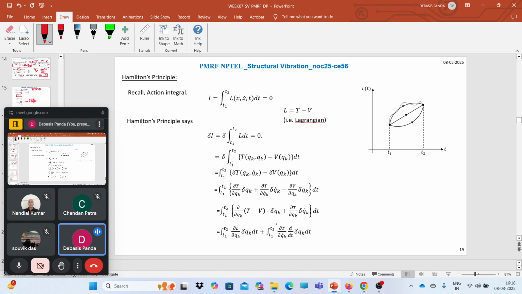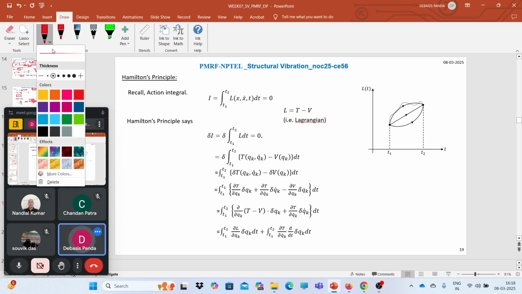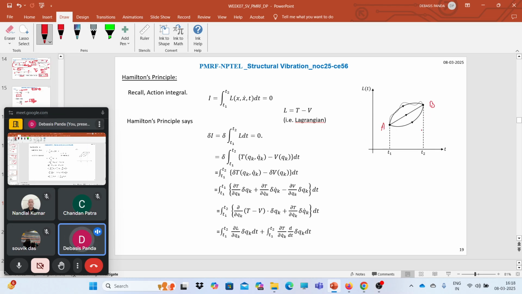So recall, if we have a particle here, point A and point B, at time instant t1 and time instant t2. The question was which path this particle will follow. As per Hamilton's principle, the first variation is zero. That means it will follow the path of least action. That means the action integral will be stationary, and the stationarity condition will be satisfied.